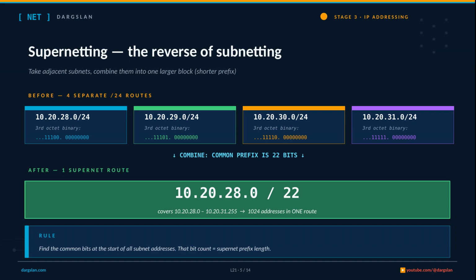Look at the third octet of these 4 adjacent /24s in binary: 11100, 11101, 11110, 11111. The first 3 bits, 111, are identical across all 4, and that's the secret. Those shared bits, added to the 16 bits already common in the earlier octets, give you 19 bits of common prefix. Collapse them, and 4 separate routes become one clean advertisement: 10.20.28.0/22, covering 1024 addresses in a single line of the routing table.